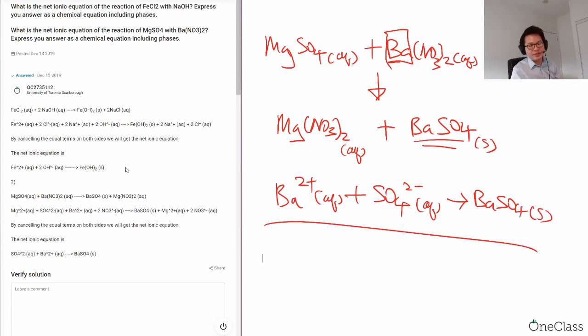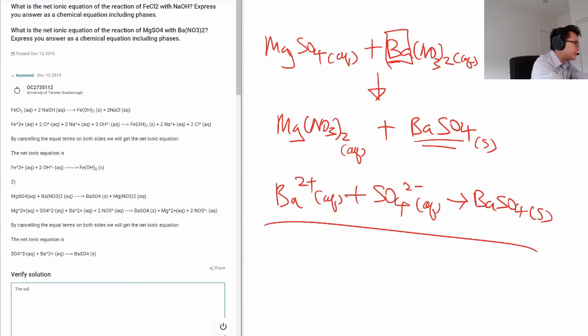It is exactly the same procedure as in part 1. You can also express the whole equation in individual ions and then cancel out the spectator ions. You will still have the same net ionic equation. But personally, if I understand what the reaction is actually doing, I will only show the ions that are actually reacting. I don't have to waste a lot of time writing out all of the ions and then removing the spectator ions. Okay, so the solution is correct.